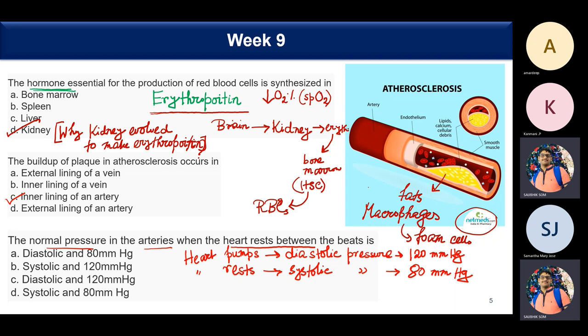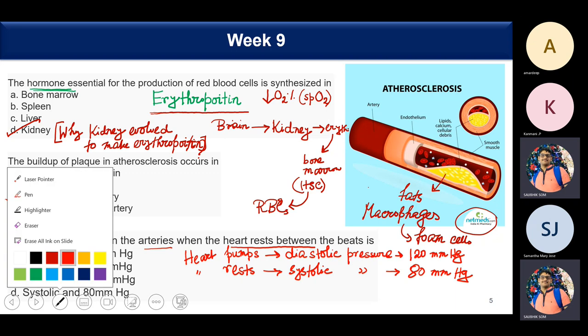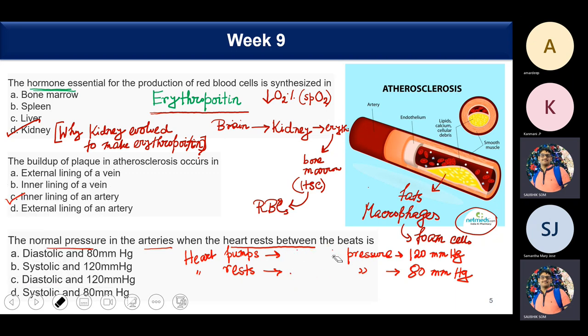I think I'm just confused with the pointers. Sorry, my mistake. So this is the systolic pressure. My bad. Here's the diastolic pressure. I remember it like this: diastolic means dilated. So the heart is dilated. That's why this diastolic is the correct answer.